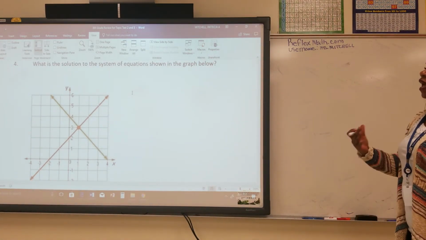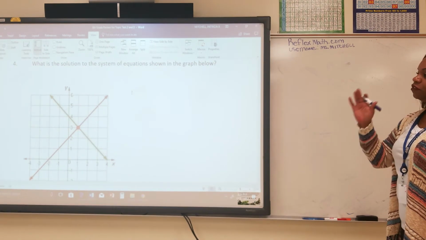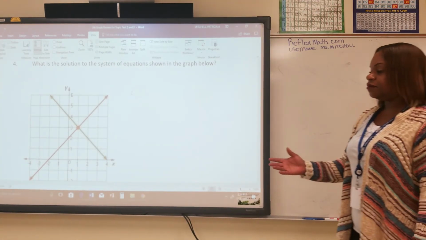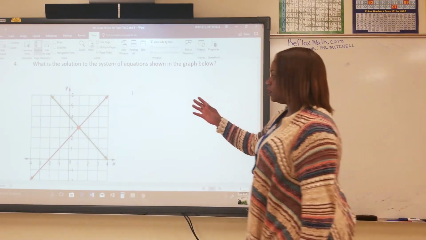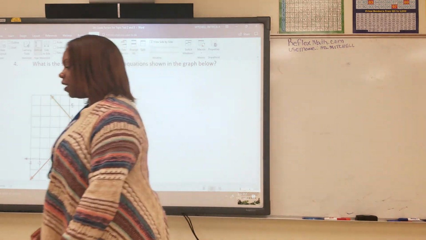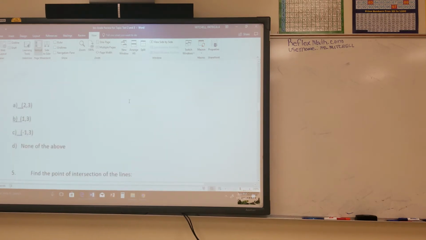Okay? So remember, when they ask you what is the solution to the system of equations, all they're asking you is at what point do these two lines intersect? Okay? And so, like I said, it will be 1 and 3. Okay? So now let's scroll down to see the options. Yep. And so as you can see, B says 1 and 3. Okay? Because we had A 2, 3, B 1, 3, C -1 and 3, or D none of the above.